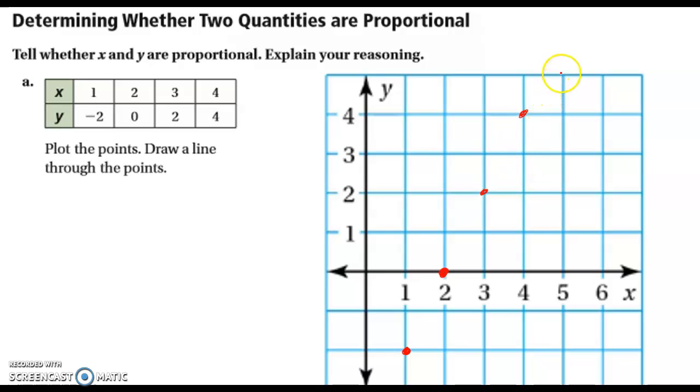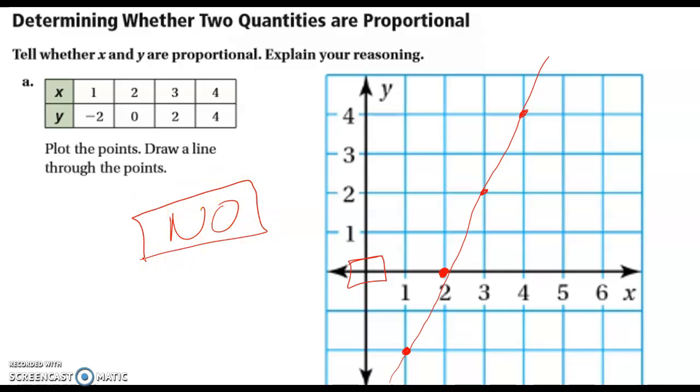So if we look at this line right here that we have, does it hit the origin right here? No. So that means they are not proportional. So with the graph, it has to hit the origin.